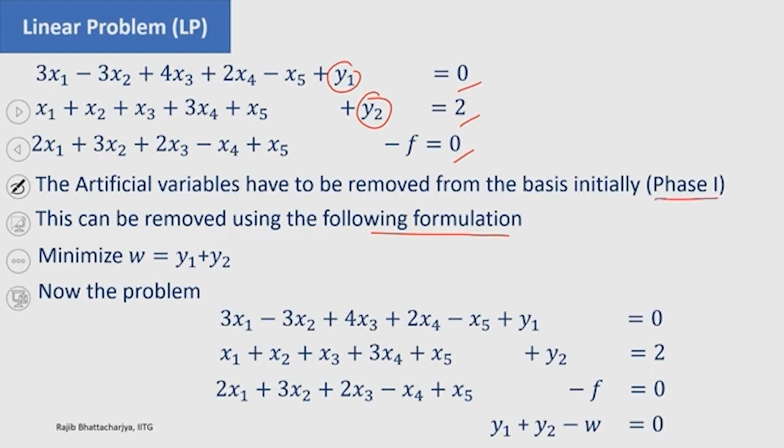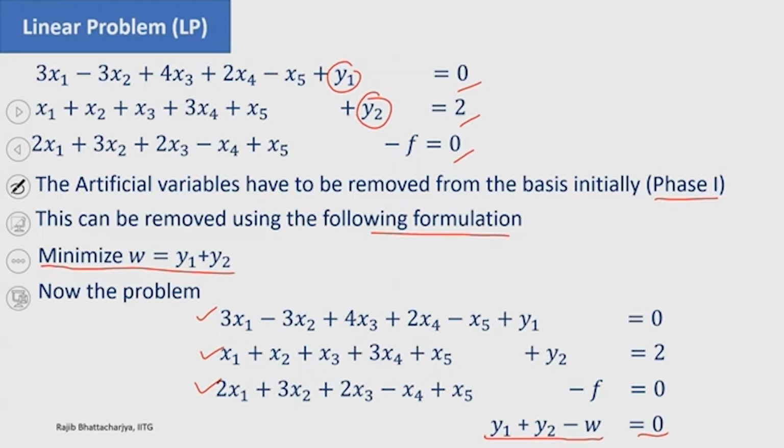So, phase 1, what is the objective? The objective is to remove y1 and y2. Therefore, I am writing a different optimization formulation, where initially I would like to minimize w, which is equal to y1 plus y2. So, this is the objective function. If I put it here, this is my first equation, this is the second equation, the third one is the original objective function, and the fourth one is the phase 1 objective function, that is y1 plus y2 minus w equal to 0.